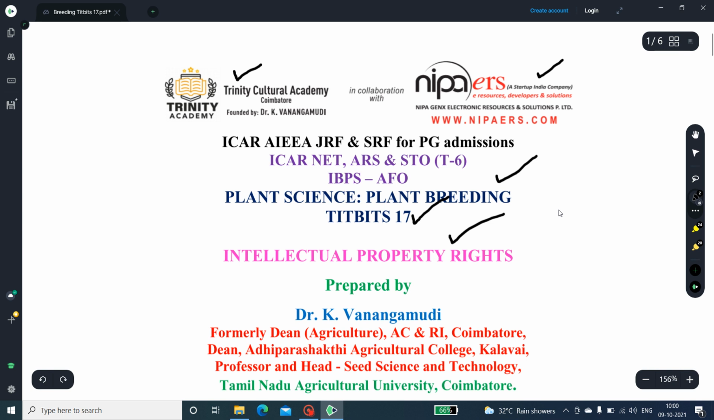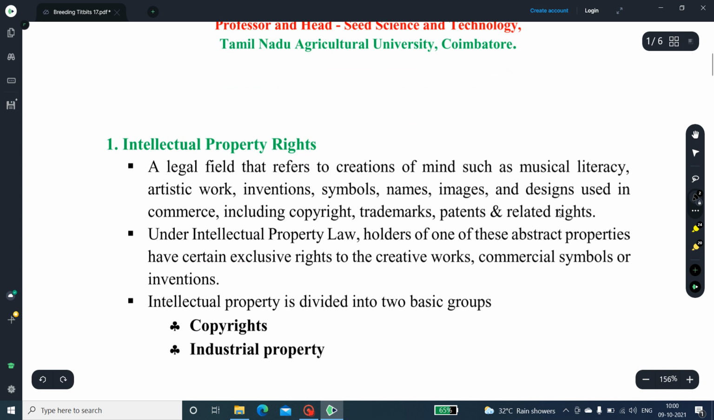And this presentation will be more useful for all the graduates, not only agriculture graduates, all the professional graduates, engineering, medical, and the arts and science graduates. And now, intellectual property rights, what it means.